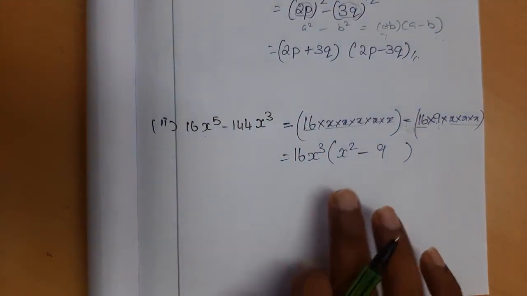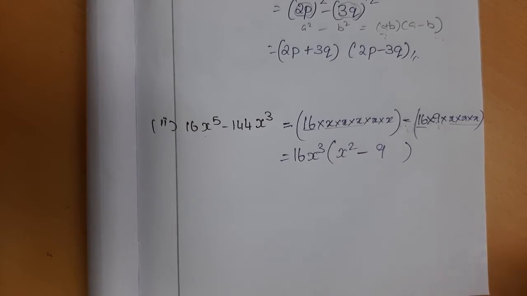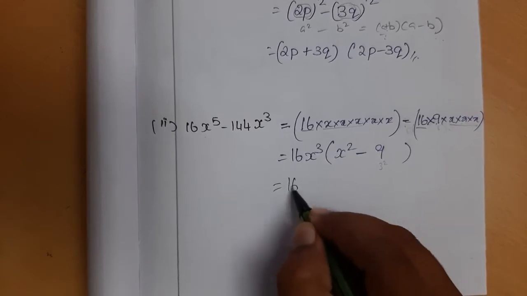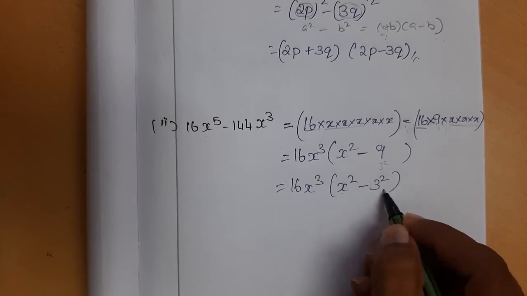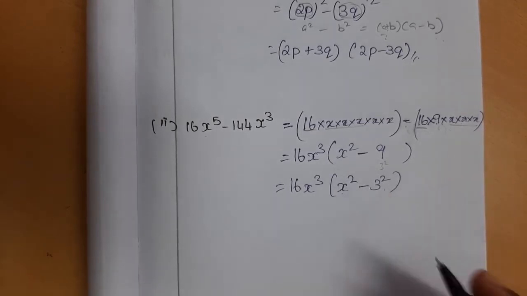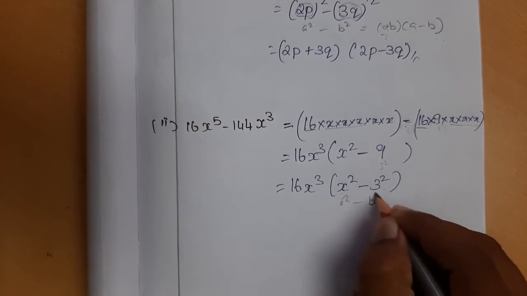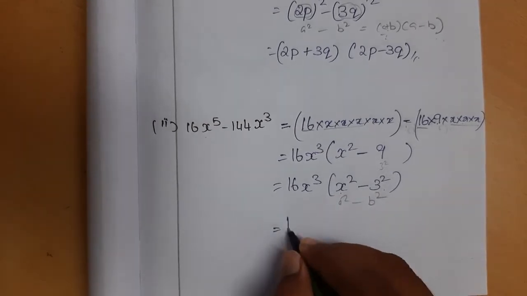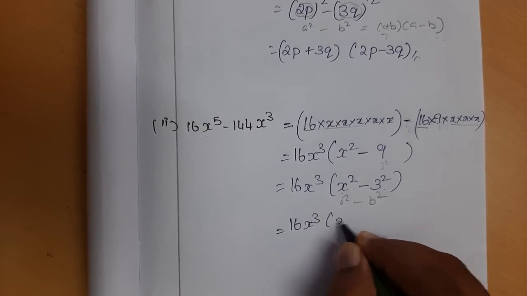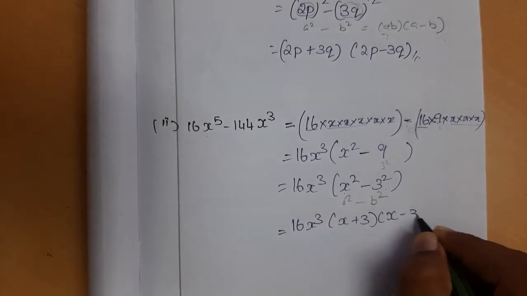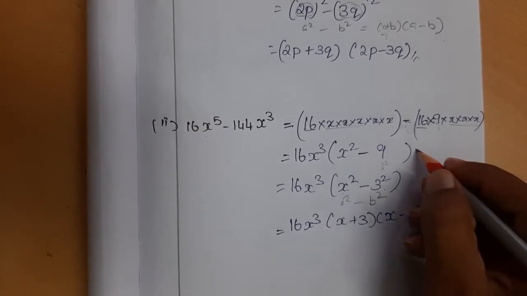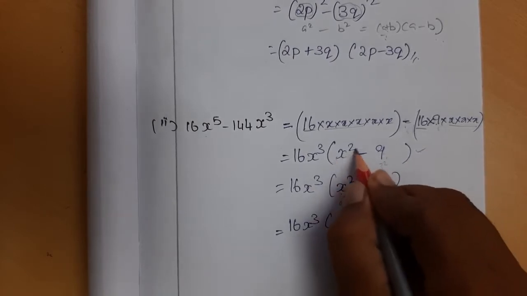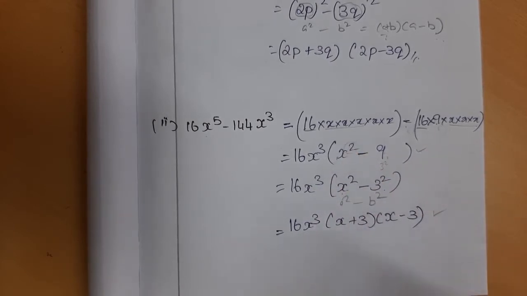Even this we can factorize. Here you can see x square minus 9 is in the a square minus b square form. The 9 we can write as 3 square. So 16x cube into x square minus 3 square. It is in the a square minus b square form, which we can write as a plus b into a minus b. So 16x cube into x plus 3 into x minus 3. Now it is totally factorized. Even though the square was inside, we could factorize that as well.